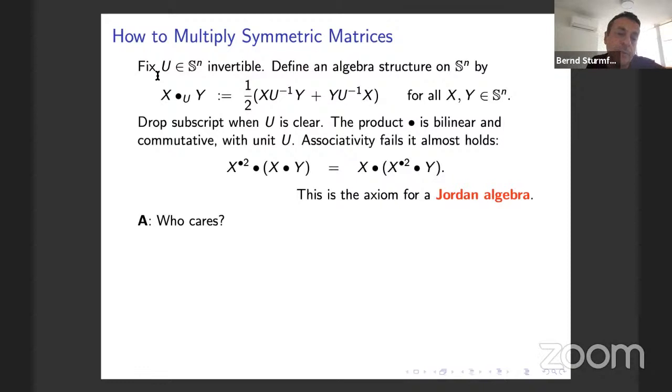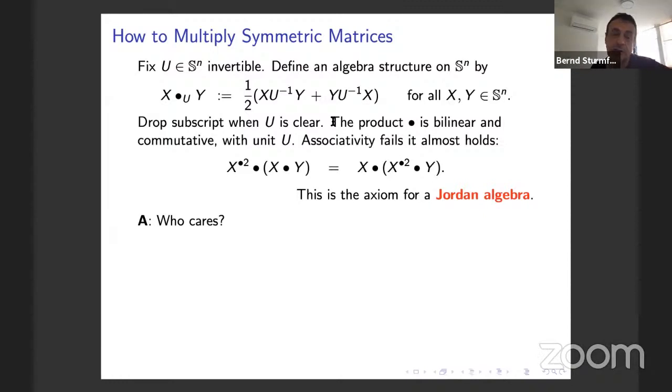And we're going to do this by fixing an invertible matrix U, and we're going to define an algebra structure on the space of symmetric matrices as follows. X times_U Y is the average of XU inverse Y and YU inverse X. If U is fixed, we're going to drop the subscript. Now, this is a bilinear operation. It's commutative by definition, and the multiplicative unit is U.